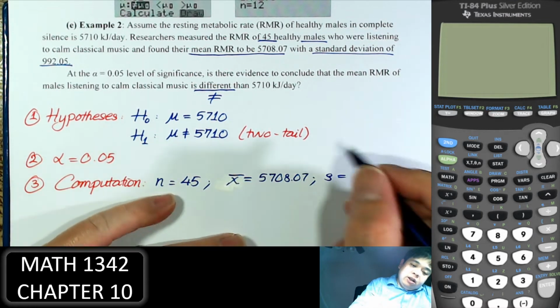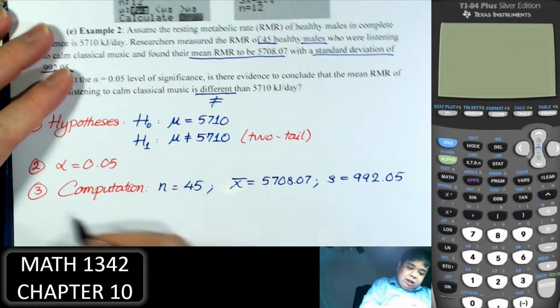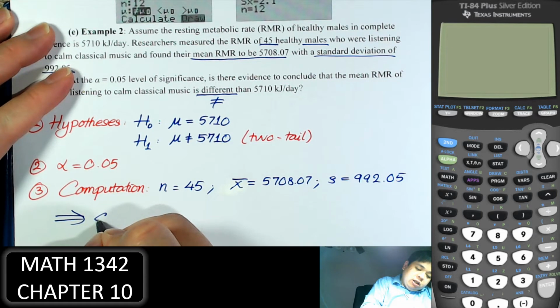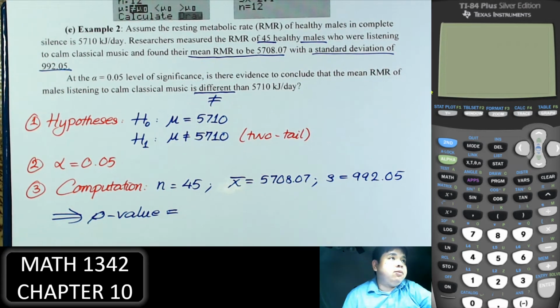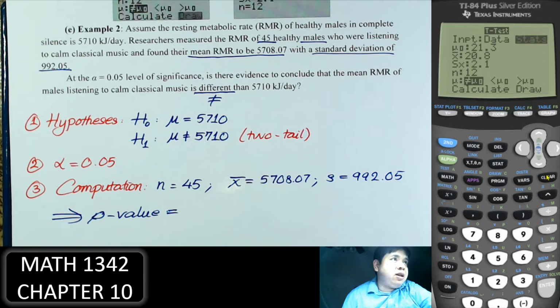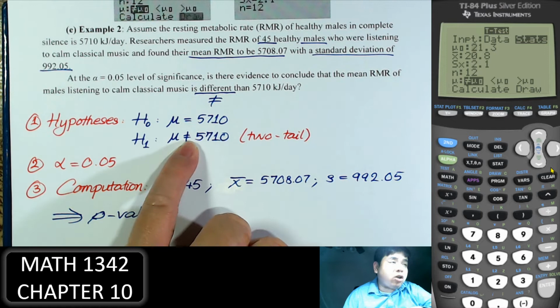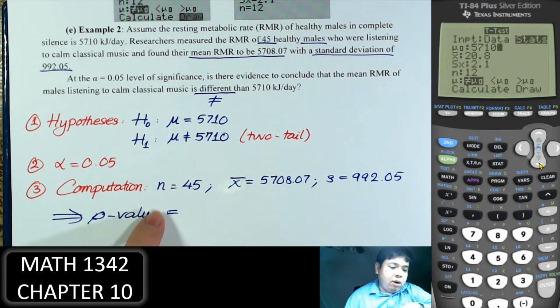Standard deviation is 992.05. And then we will do the computation. From there we have the p-value. Stat. Go to test. T-test. Statistic. This is not equal to 5710. It's not equal to.